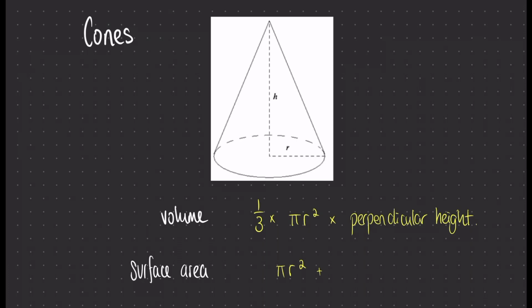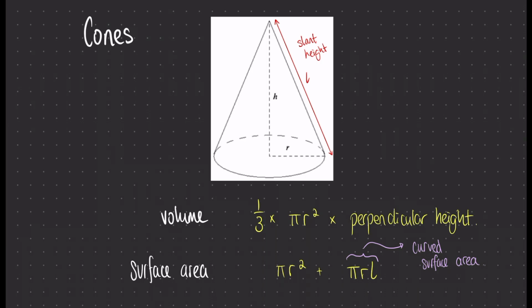Now we have a formula that we must remember to work out this curved surface area, and that is pi r L. L is the slanted length of my cone. So measuring from the apex of the cone down to the side, to the circumference of the base, that is what we call the slant height. This is commonly labeled with the letter L. And the formula to work out that curved surface area is pi r L.